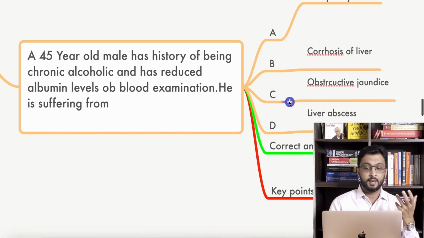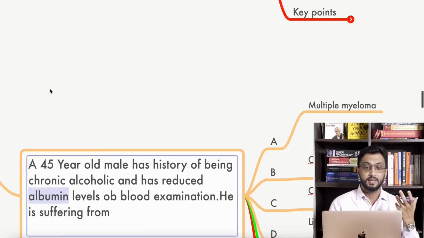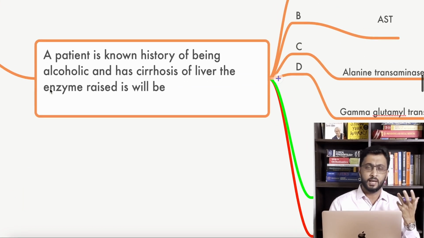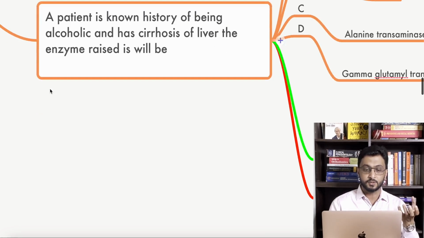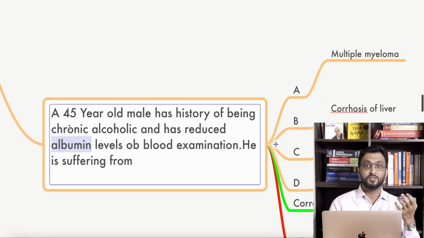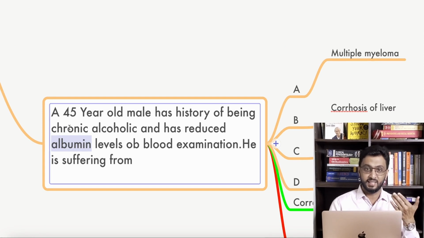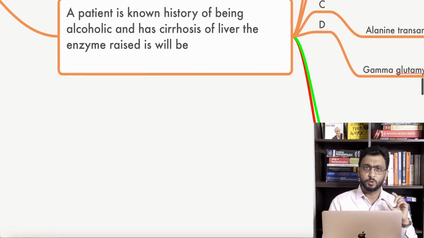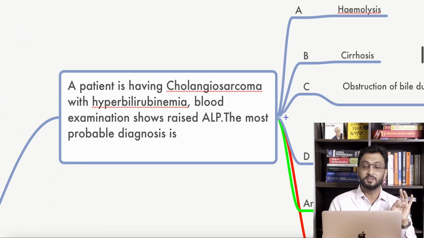Here again, they have said a protein, not an enzyme. Previously they asked in alcoholic cirrhosis of liver which enzyme is raised. Here they have given a protein which is raised in an alcoholic rather than an enzyme. On blood examination, he's suffering from what? So here it is the protein. We have to know the proteins, we have to know the enzymes, as I was saying, in various liver diseases.